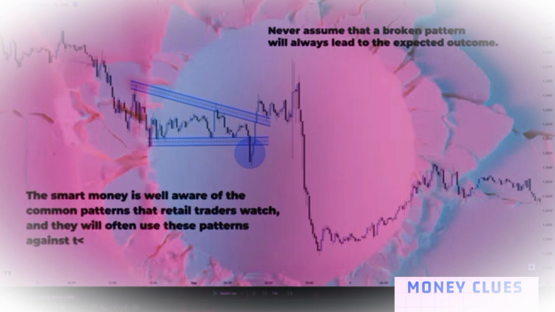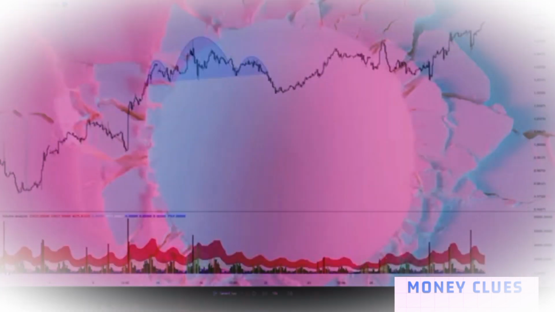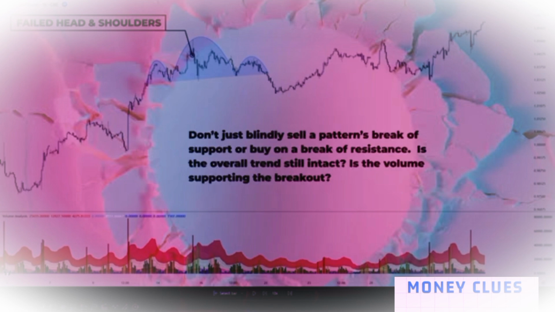Smart money is fully aware of the common patterns that retail traders monitor, and they often use these patterns to their advantage. To avoid falling into the pattern failure trap, you need to think beyond the obvious. Don't just sell blindly on a break of support or buy on a break of resistance. Consider the broader context. Is the overall trend still intact? Is the volume supporting the breakout? By asking these questions, you can prevent yourself from getting caught on the wrong side of a failed pattern.